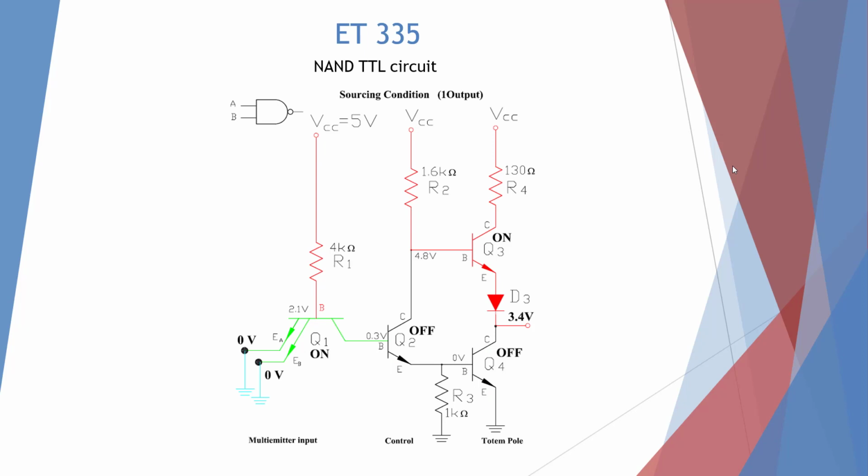Here we have our NAND TTL circuit set up for sourcing. So we have 0 volts on our NAND gate, 0 and 0, which are ground, which is going to turn our transistor off, which this pull-up resistor is going to turn our top transistor on, and we're going to provide a positive output, which is a logic 1.